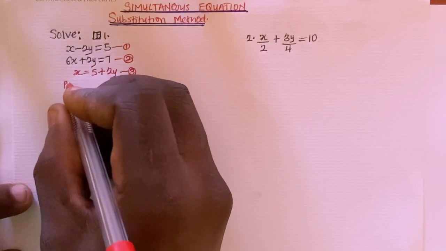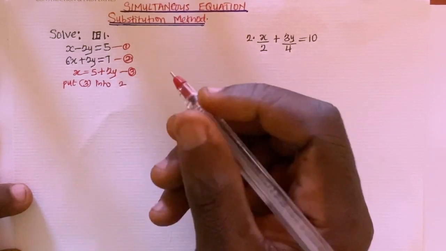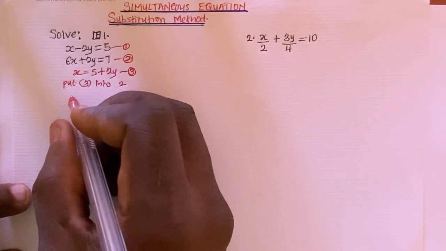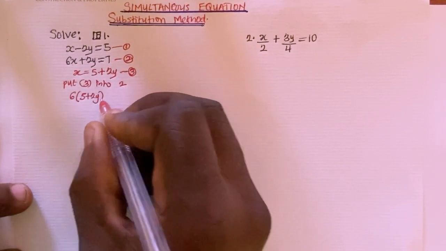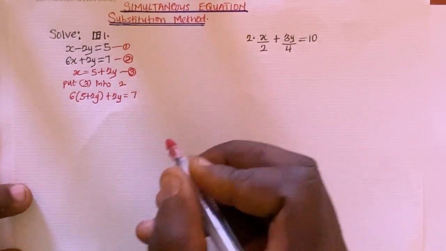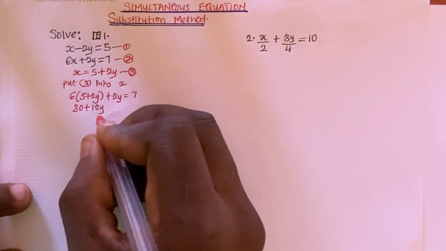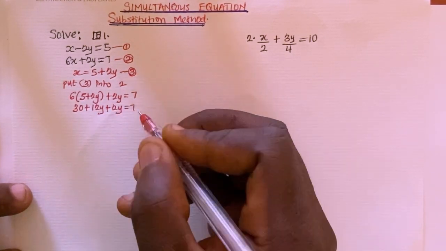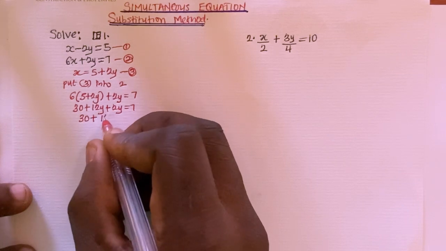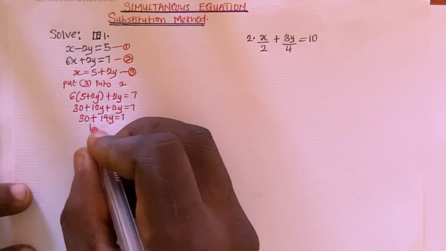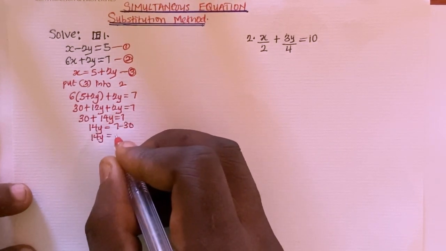The next thing is that I'm going to put equation 3 into equation 2. So putting equation 3 into equation 2, I'm going to have 6 into brackets, my x, which is 5 plus 2y, then plus 2y again equals 7. Simplifying this further, I'm going to have 30 plus 12y plus 2y equals 7. Then 30 plus 14y equals 7. So 14y equals 7 minus 30, and that's actually minus 23.